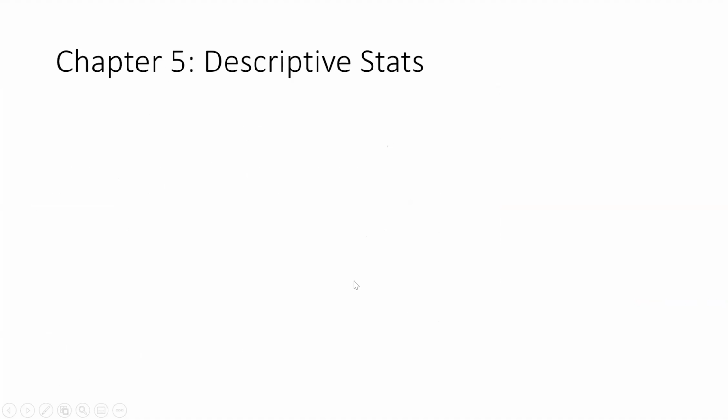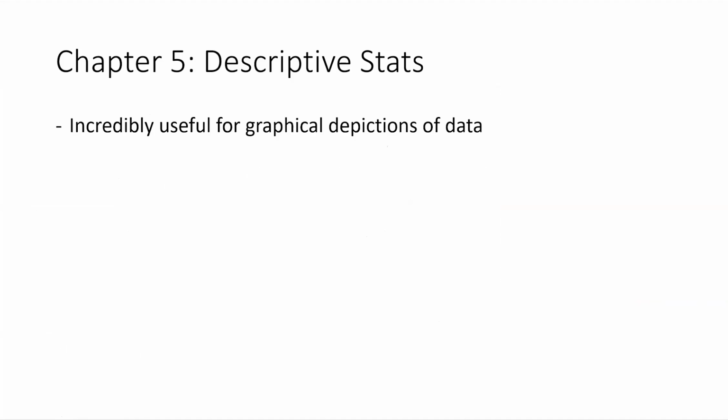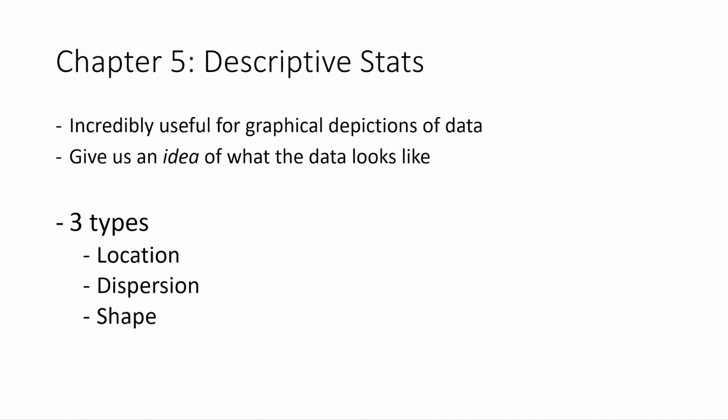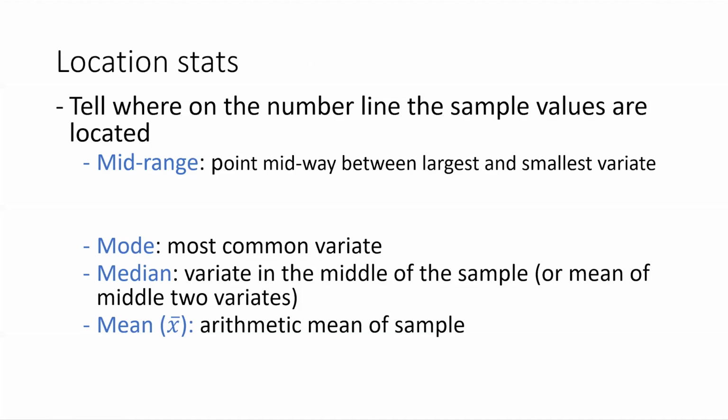Okay, so for chapter 5, descriptive stats, a lot of these should be pretty familiar. And these are really useful for graphical depictions of data, right? So these include things like mean, standard deviation, standard error. And they give us an idea of what the data looks like. And there are 3 types. So we have location, dispersion, and shape. Location stats tell us where on the number line the sample values are located. These include mid-range, which is the point midway between the largest and smallest variate.